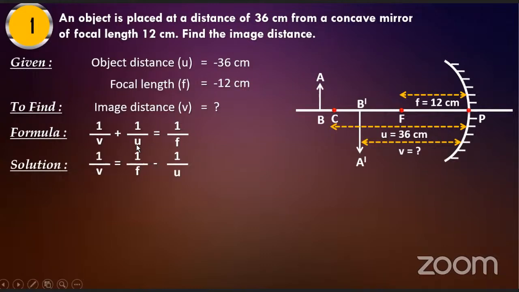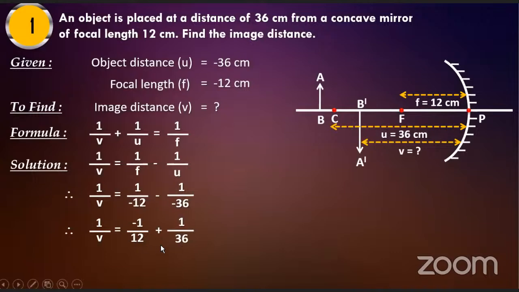So simply send 1 by u to that side. Then 1 by v is equal to 1 by f minus 1 by u. What is the value of f? Minus 12. So it is 1 by minus 12 minus, and what is the value of u? Minus 36. So 1 by minus 36. Minus into minus is plus. So that equals 1 by minus 12, or minus 1 by 12, both are right, plus 1 by 36.